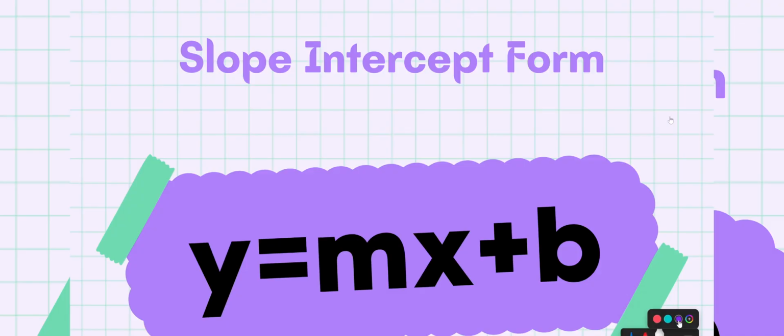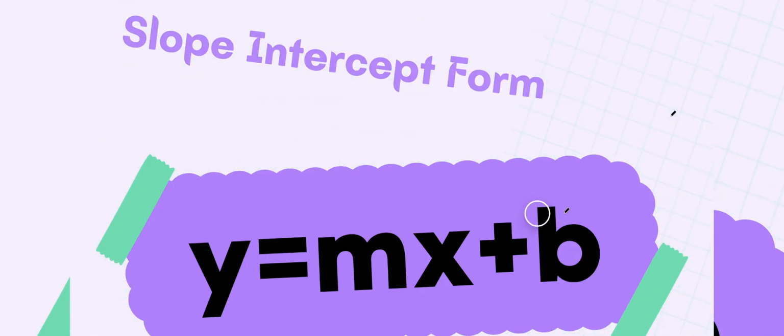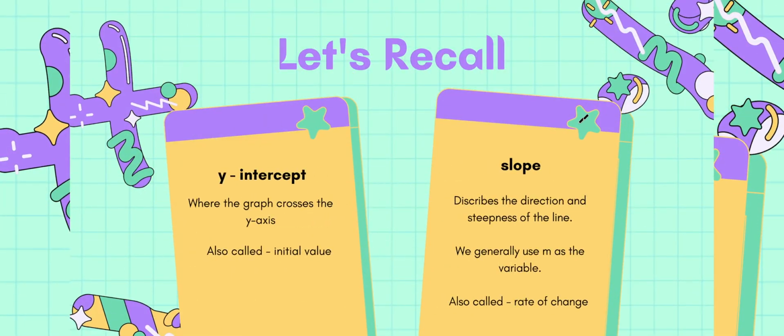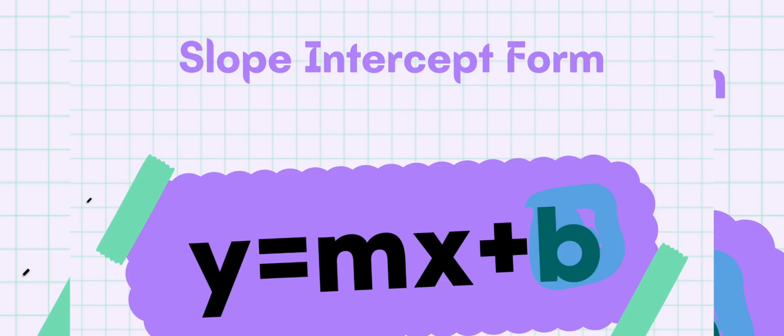I want to remind you guys the parts. So we have b right here. We're going to make b blue. B is our y-intercept, and that is where our graph is going to be intersecting with our y-axis. And then here we have m.